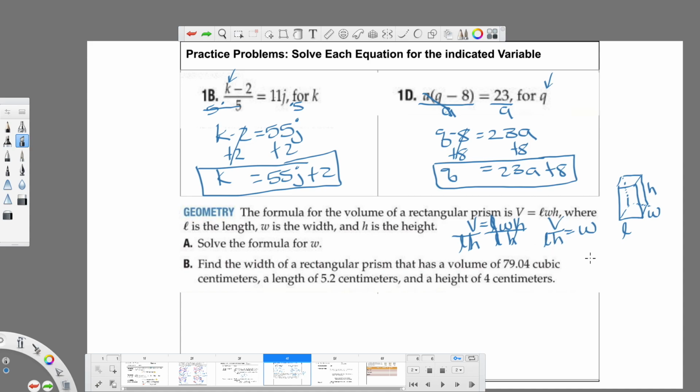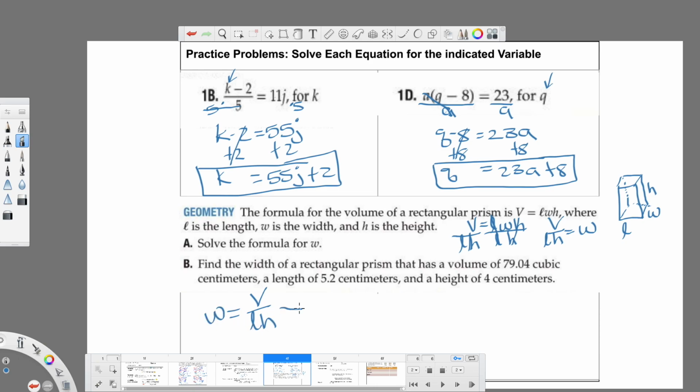So now it says find the width of a rectangular prism that has a volume of 79 and 4/100 cubic centimeters, a length of 5 and 2/10 centimeters, and a height of 4 centimeters. So we're going to plug this in. So we have V equals length times height, and I'm going to put W on this side now just so it's out of my way.